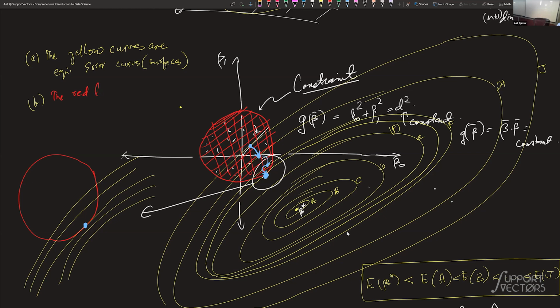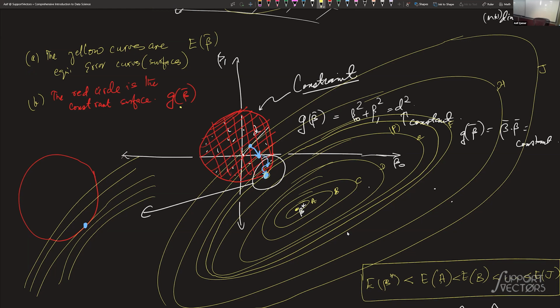The red curve, red circle is the constrained surface. Right? So G of beta is this, and this yellow one are the error associated with the beta at that particular point, isn't it? The error associated with that. At this particular point, we can tell what the error is because it's a point in the hypothesis space, and we can also compute the value of G. Does that make sense, guys?